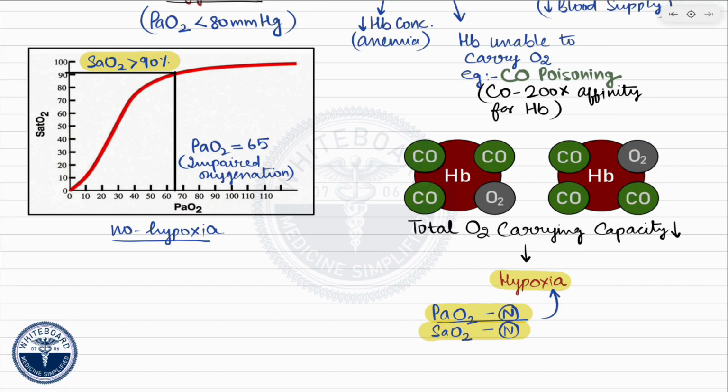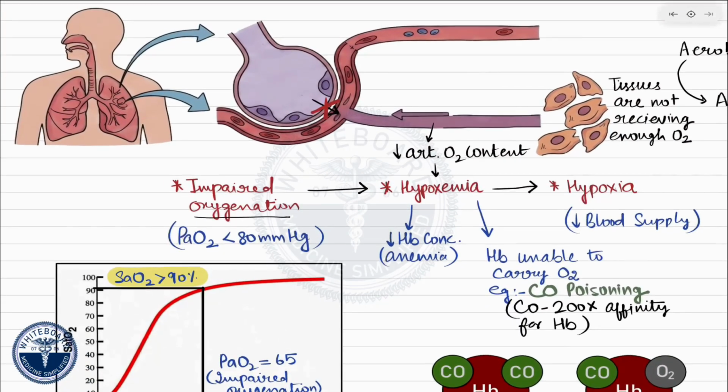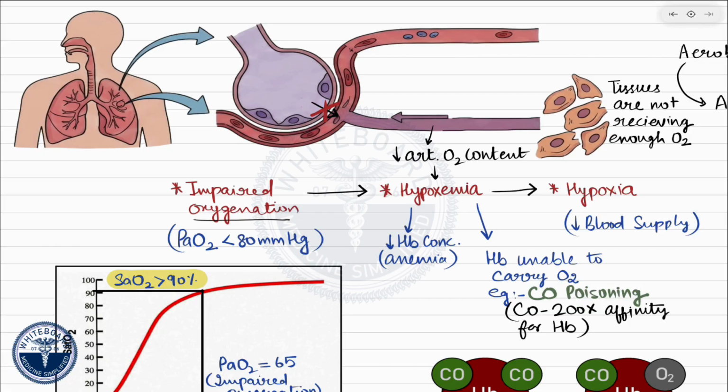So the key message here is PaO₂ gives us an idea of how effectively the lungs are transferring oxygen from the alveoli into the blood, but it does not by itself tell us whether the tissues are receiving enough oxygen. So impaired oxygenation means the lungs are having difficulty getting oxygen into the blood. Hypoxemia means the oxygen content of arterial blood is reduced, and hypoxia means the tissues are not receiving enough oxygen.